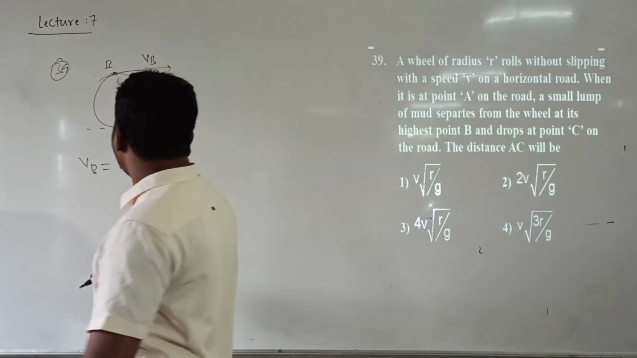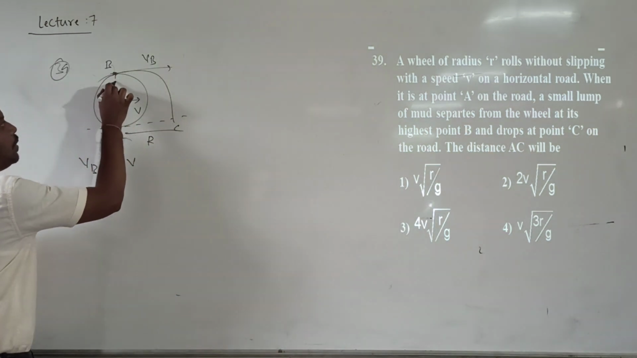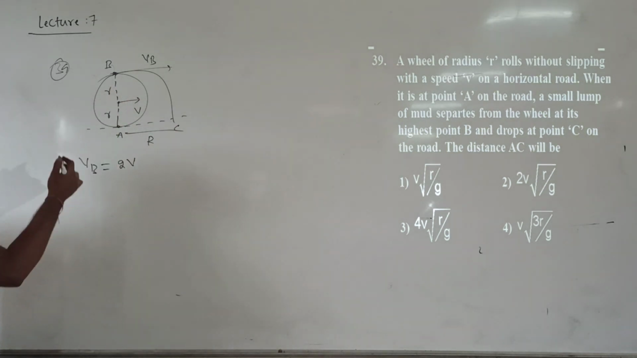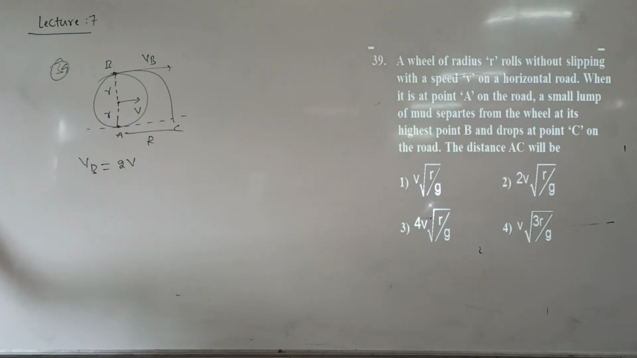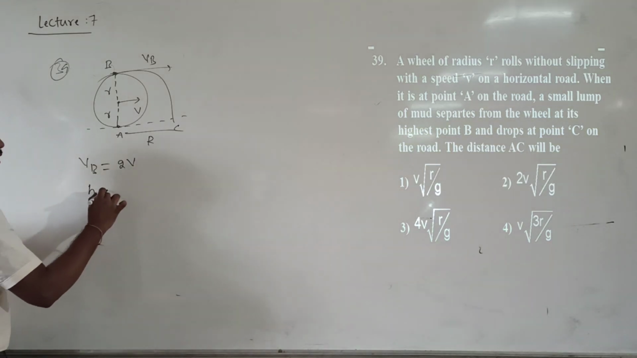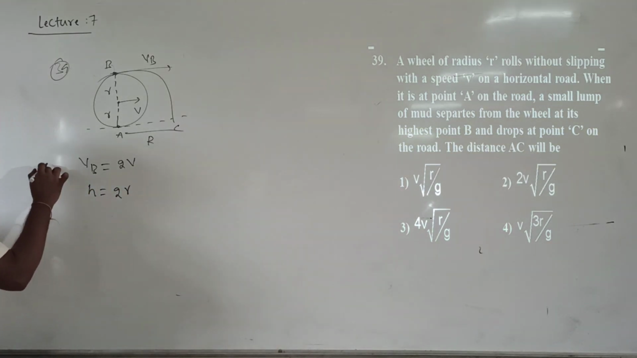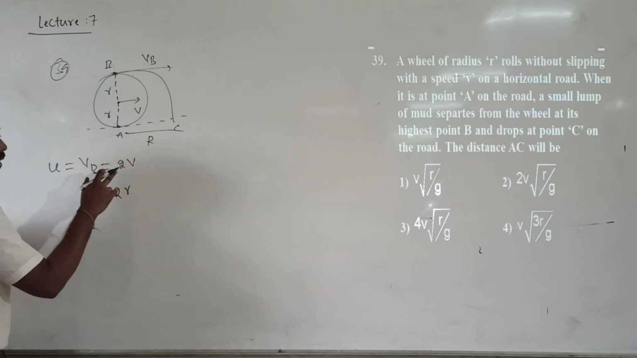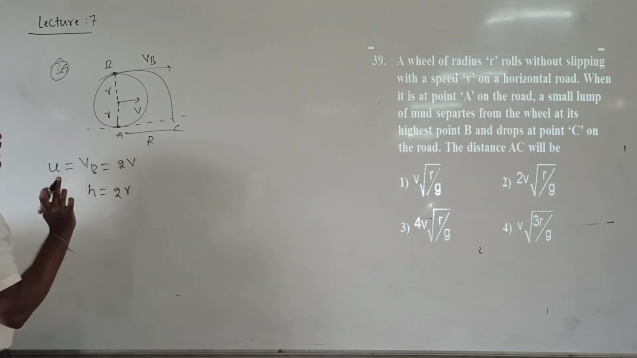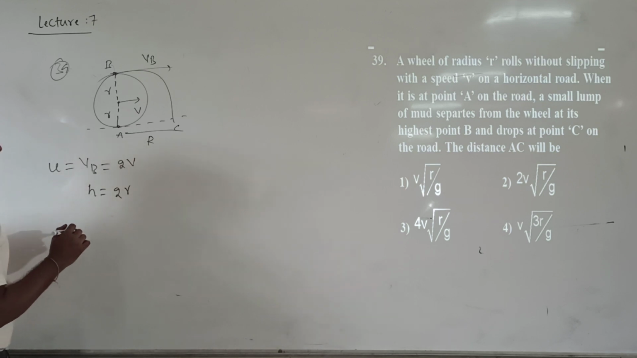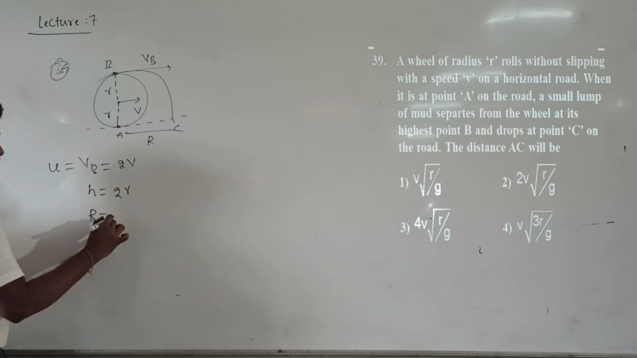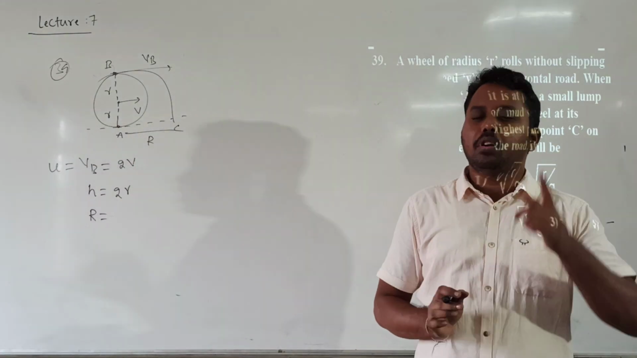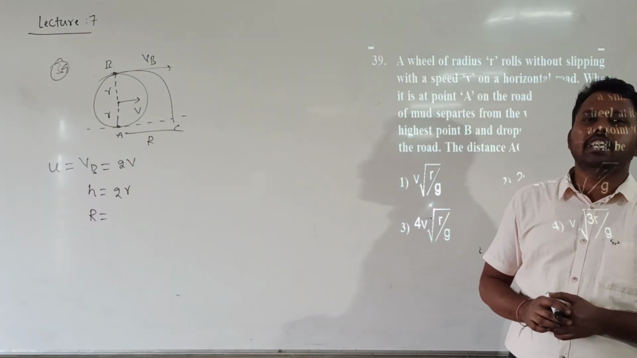Now, what is the height of the point B? The height of the point B is double the radius. If this is R, this is R, so the height value is 2 into R. So H is 2R. With what initial velocity was the mud particle thrown? U is equal to VB, which is equal to 2V. H is equal to 2R. Now I want to calculate the horizontal range of the projectile. All of these are interrelated topics in projectile motion.